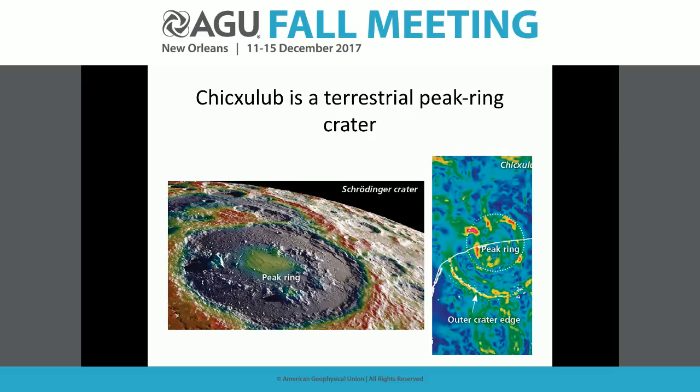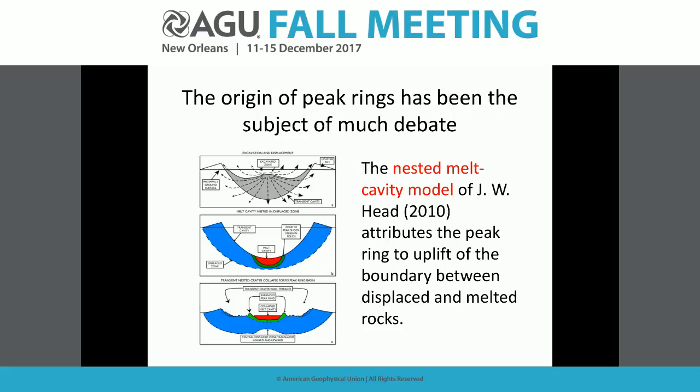Unfortunately, gravity, although it sees deep, doesn't see details, and it doesn't reveal the depth. And so we're still arguing, or have been arguing, about the nature of the peak rings. Now, Jim Head, for many years, has evolved a model that he calls the nested melt crater model for peak ring formation, in which he locates the ring at a boundary between a melt pocket that he believes, at least in 2010, formed in the bottom of the crater, and the unmelted shock material, shown in green on this slide on the left-hand side. What he argued is that after uplift, the material right between the melt pocket and the unshocked or lightly shocked material would be the peak ring.